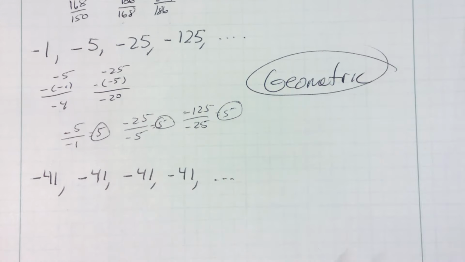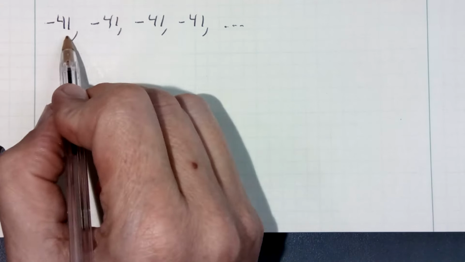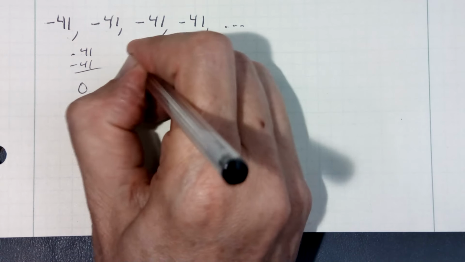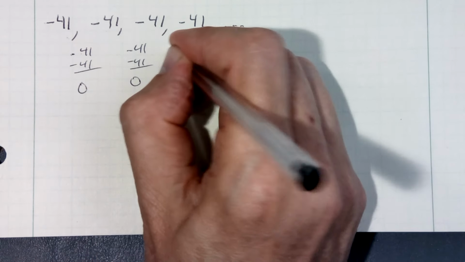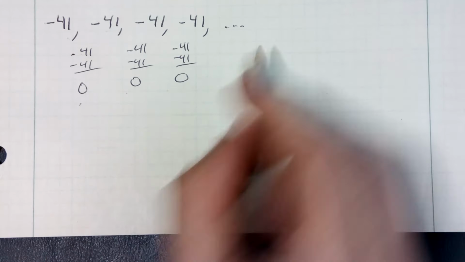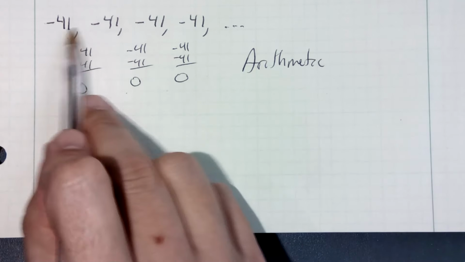Last sequence, and then I'll let you get to work. This one here, again, what's the difference? What's negative 41 minus negative 41? Well, it's 0. What's negative 41 minus negative 41? Oh, that's 0. Hey, it has a common difference. This is definitely arithmetic. The common difference is 0. I'm adding 0 every time.